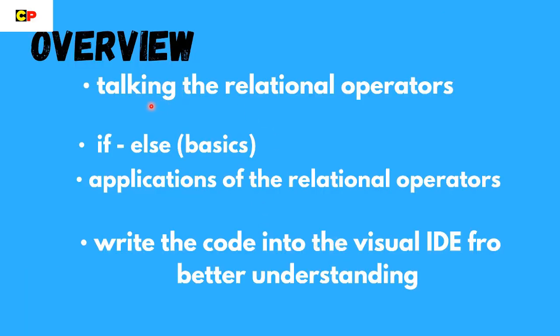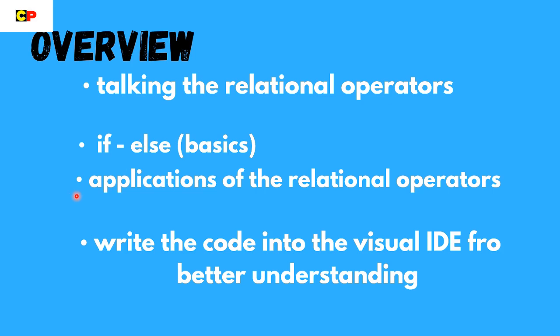Looking at the overview part of the lecture, what we will be talking about in this video. The first one is we will be seeing what the relational operators are, and then we'll also talk about how to use them and what the examples of the relational operators are, and we'll also try to link the relational operators with some practical scenarios or practical context. And moving forward, we'll also need some basic knowledge of the if-else statement. We'll talk about this if-else statement in a basic manner only. The advanced part will be coming in the upcoming tutorials.